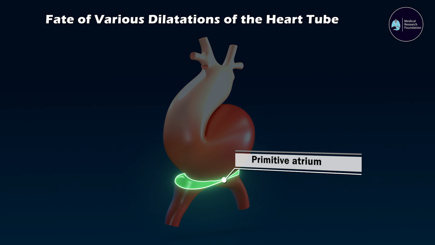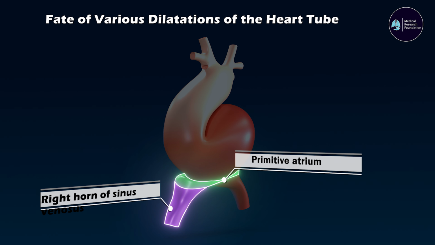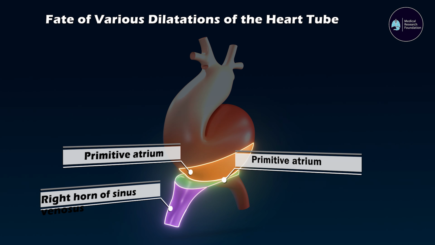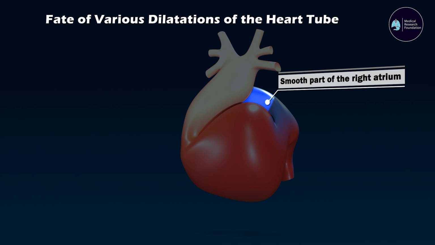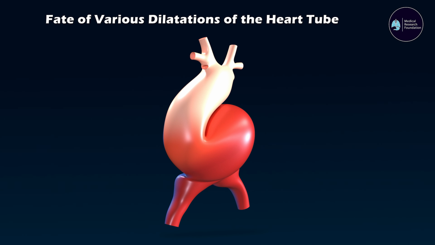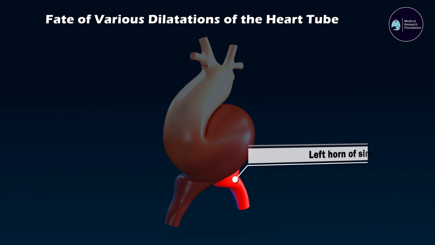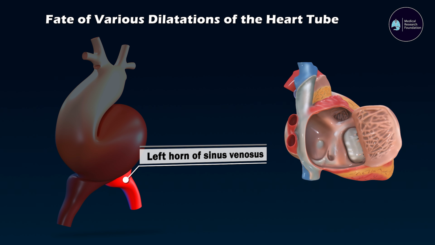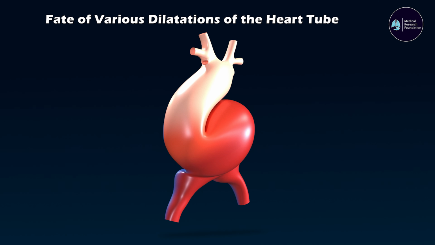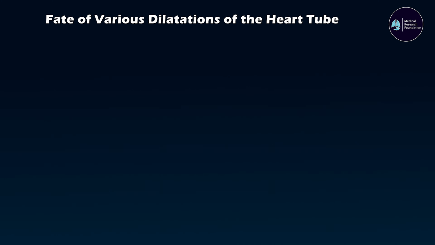Fate of various dilations of the heart tube. The central part and right horn of sinus venosus are absorbed into the primitive atrium to form the smooth part of the right atrium. The left horn of the sinus venosus forms part of the coronary sinus that opens into the smooth part of the right atrium. Primitive atrium is partitioned to form the rough part of the right and left atria.